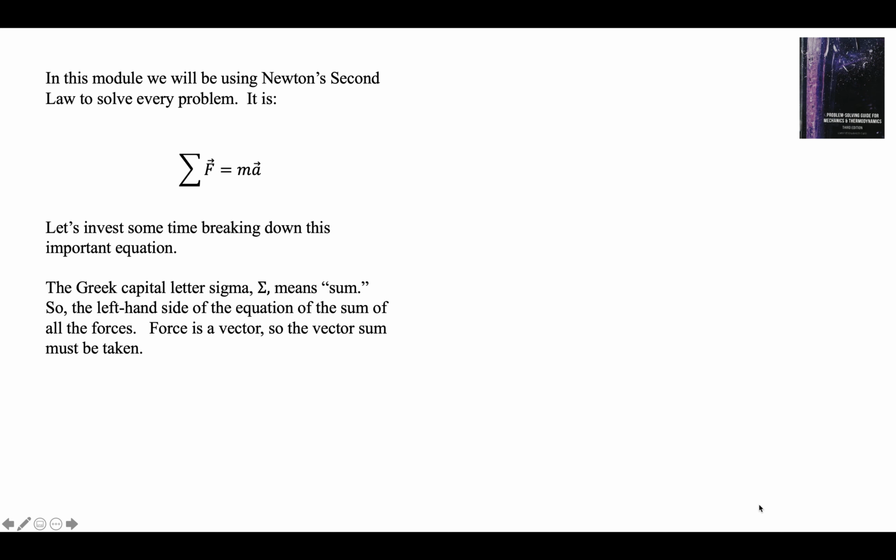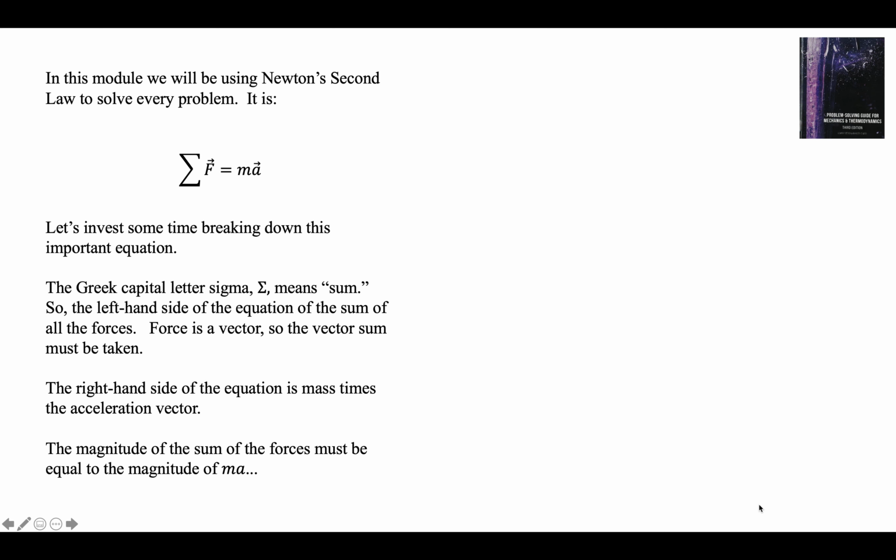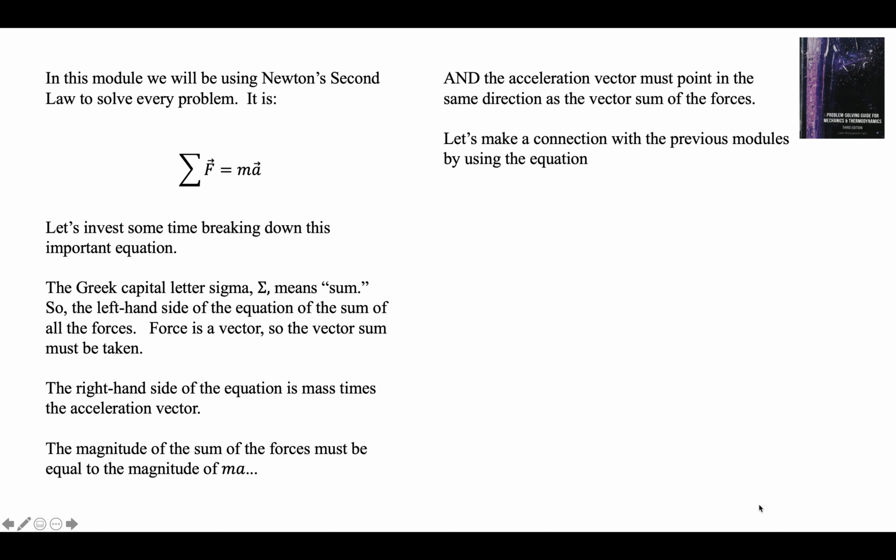If you have a 3 Newton force and a 4 Newton force, and they're parallel in the same direction, they're going to add to 7 newtons. If they're in opposite directions, they're going to add to 1 newton. If a 3 Newton force and a 4 Newton force are at right angles to each other, they're going to add to 5 newtons. The right-hand side of this equation is mass times acceleration vector. What this equation tells us is that the magnitude of the sum of the forces must be equal to the magnitude of ma, and the acceleration vector must point in the same direction as the vector sum of the forces. It's a vector equation. The magnitude and direction are the same.